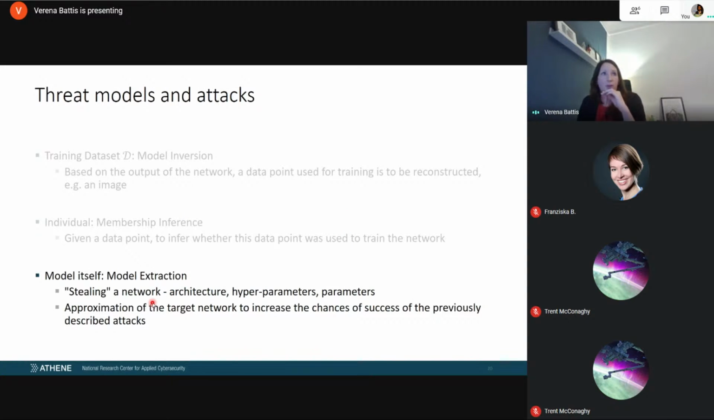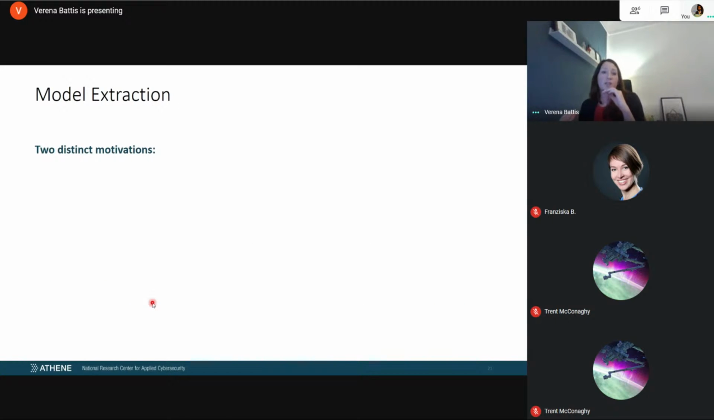Coming to the last threat I'm going to talk about tonight, which is model extraction. Model extraction has two distinct motivations. On the one hand, you might be interested in stealing the model itself, which is called a high accuracy extraction. We want the model to perform the designated task as well as possible. This might be the case when the model constitutes a competitive advantage and you do not have the knowledge or the resources to train your own model, and you want to steal it from an opponent or rival. So you would achieve this basically with some reverse engineering approaches.